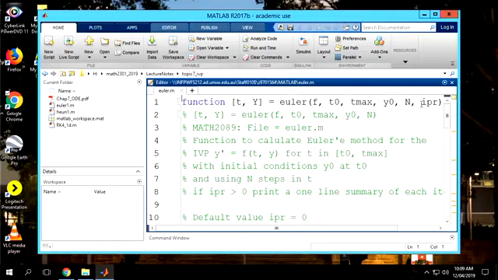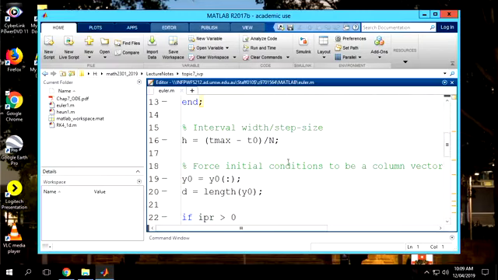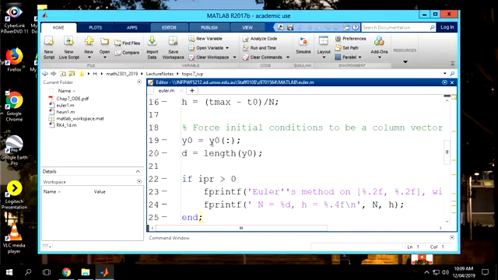And this is just a summary. First you define the step size. The uniform step size is just the final time minus the initial time, divided by the number of subintervals. And then you define the initial data. So initial data is just y0 here.